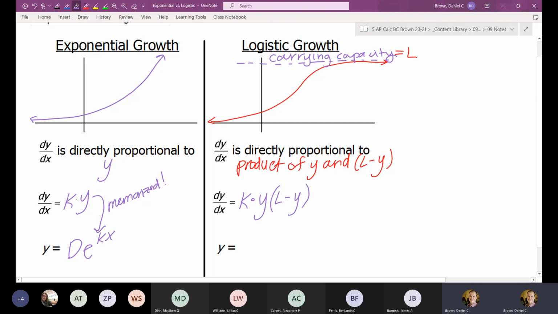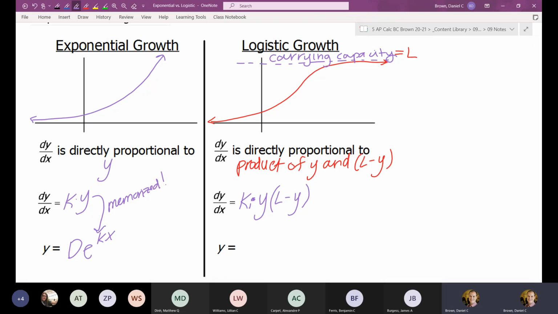I do want to say something about that equation. The definition of logistic growth is directly proportional to the product of y and L minus y, which does give us this differential equation, but it's often not the differential equation that is as useful or that you often see on the AP exam. So I'm going to call this k sub 1 just for a second. We're actually going to manipulate it and rewrite it.